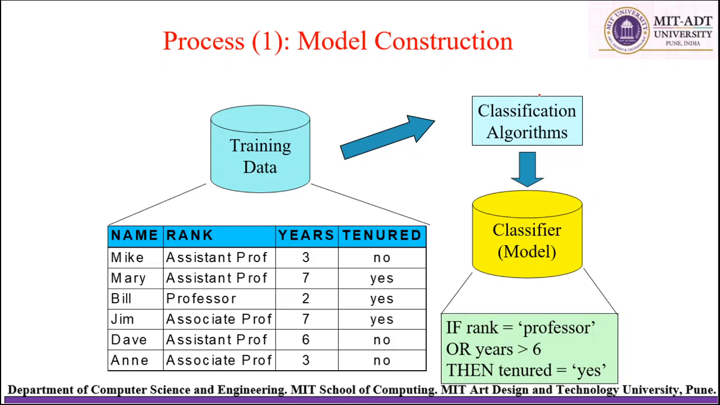So you can see the example of model construction. So we have the classification algorithm. We have the training data. In this we can see the name, rank, years and tenure. This is the data set. Based upon this training data, we can apply any classification algorithm and build a classification model or a classifier. So our class label is the tenure.